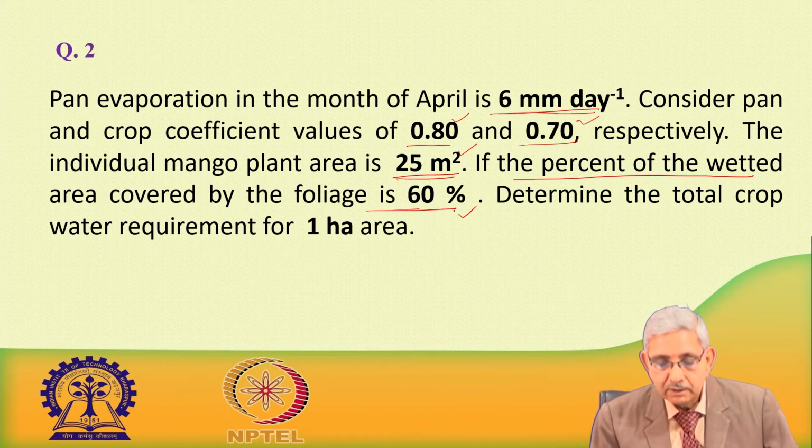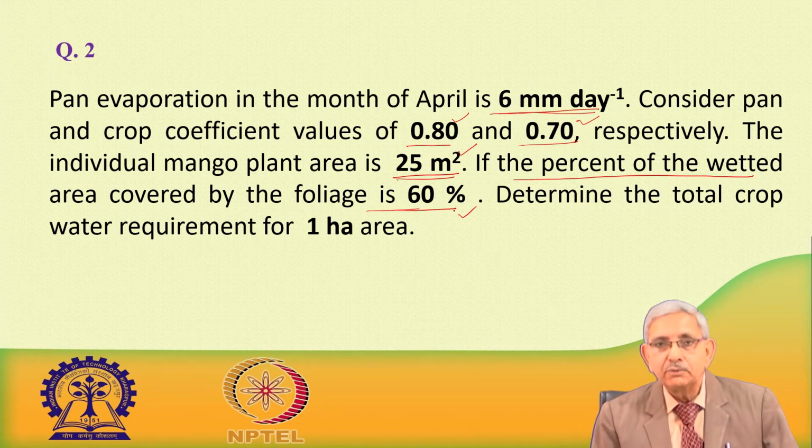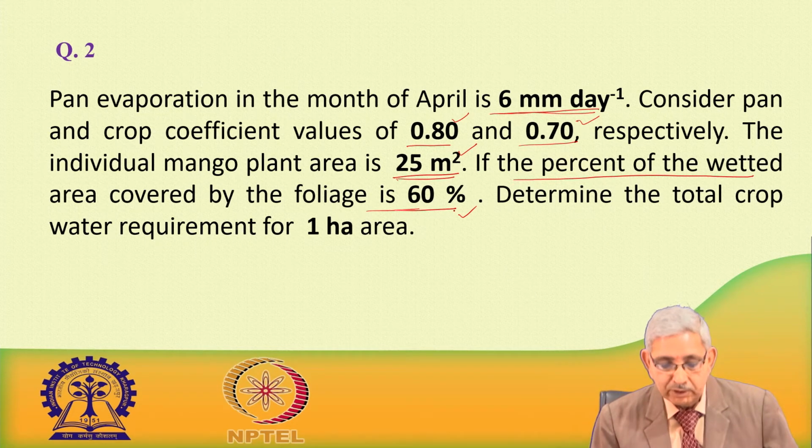This is the beauty of the drip irrigation system. We need not flood the whole area, only the effective portion where the root zone exists, only 60% is being irrigated, particularly for wide spacing crops like mango, citrus, sapota, such types of crops. Normally their maximum range is 60%. So, here 60% wetting is given. Determine the total crop water requirement for 1 hectare area.